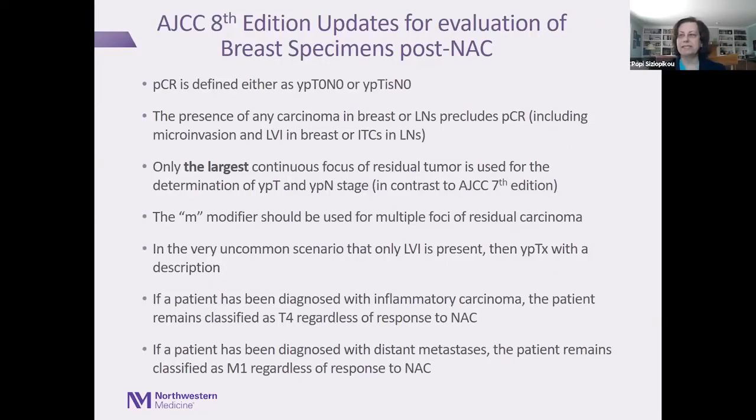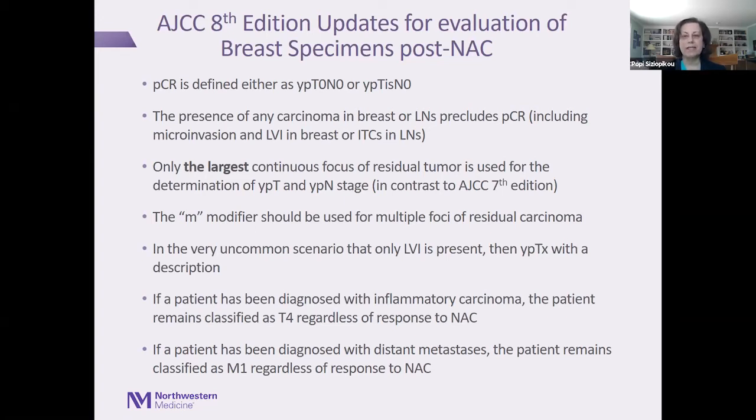Moving on to the AJCC 8th edition, that edition update also provided guidance on how to evaluate breast specimens post-neoadjuvant chemotherapy. In the guidelines, pCR is defined either as the absence of tumor in the breast or the presence of residual DCIS only. The presence of any carcinoma, either in the breast or in the lymph nodes, precludes the pCR classification, and that includes the presence of microinvasion and LVI in the breast or ITCs in the lymph nodes.